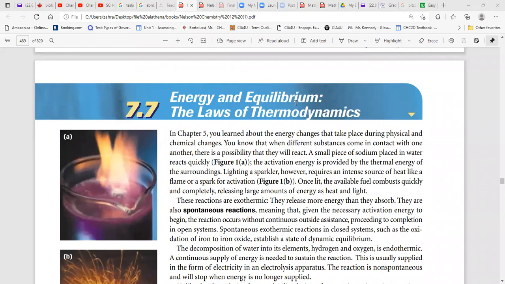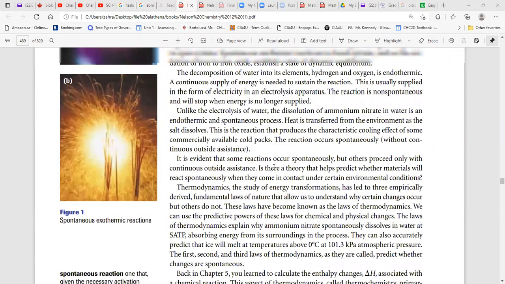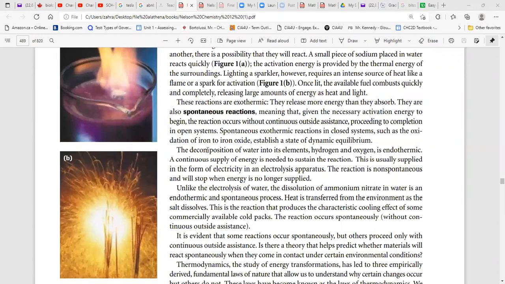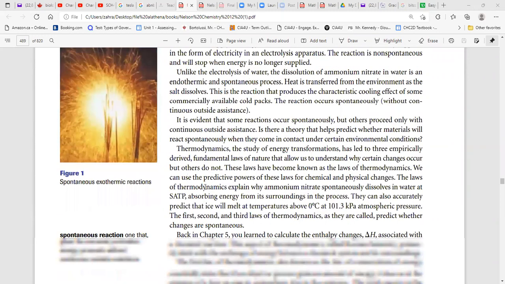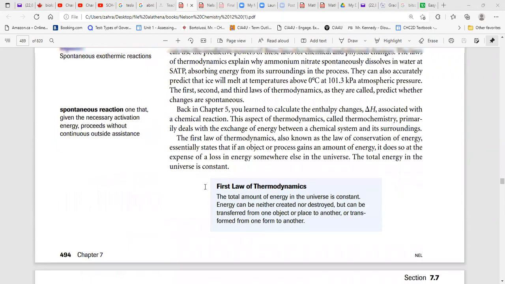7.7 Energy and Equilibrium, the laws of thermodynamics. Okay, so here we already know what spontaneous reactions are: a reaction that doesn't need you to do any work or put any energy into the system. It just happens by itself. The spontaneous reaction is one that, given the necessary activation energy, proceeds without continuous outside assistance.